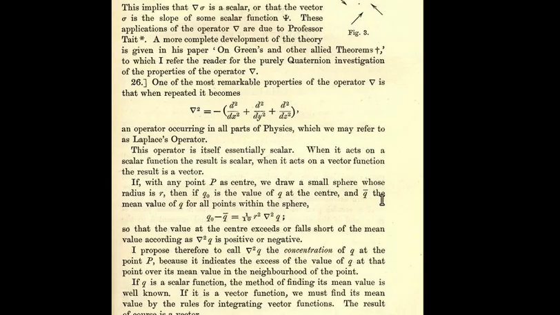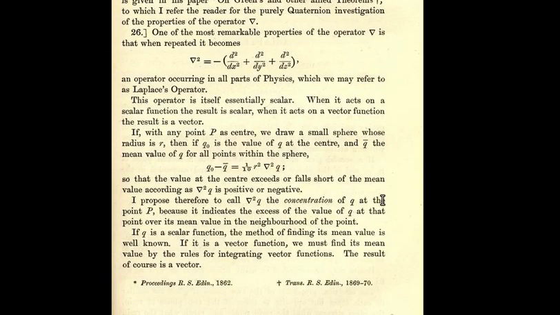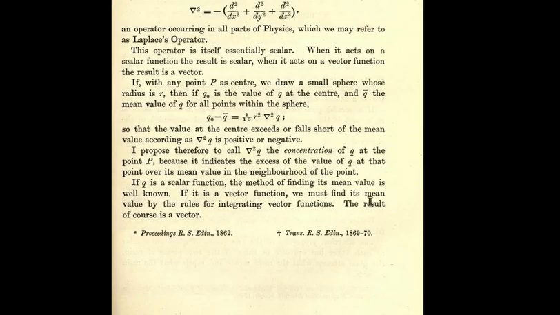One of the most remarkable properties of the operator del is that when repeated it becomes del squared equals minus the quantity (d squared by dx squared plus d squared by dy squared plus d squared by dz squared). This is an operator occurring in all parts of physics, which we may refer to as Laplace's operator. This operator is itself essentially scalar. When it acts on a scalar function, the result is scalar. When it acts on a vector function, the result is a vector.